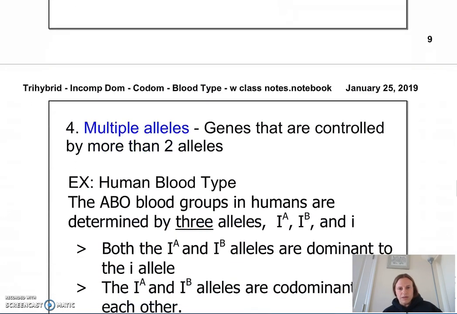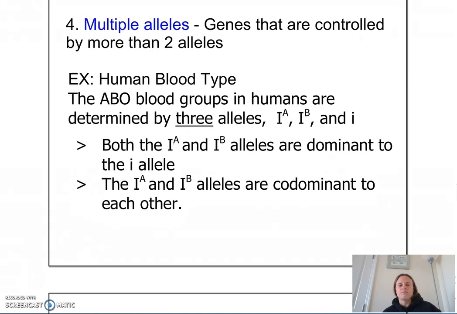So let's start by talking about characteristics that have multiple alleles, such as human blood type, meaning that the genes are controlled by more than two alleles. So the genes that code for human blood type have more than just two alleles. Human blood type actually has three alleles.